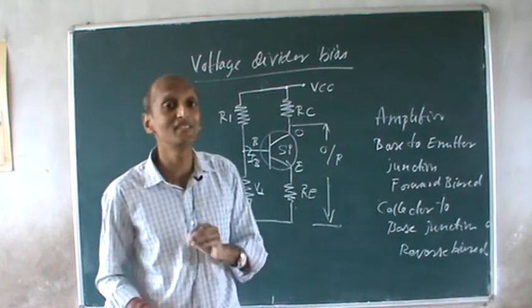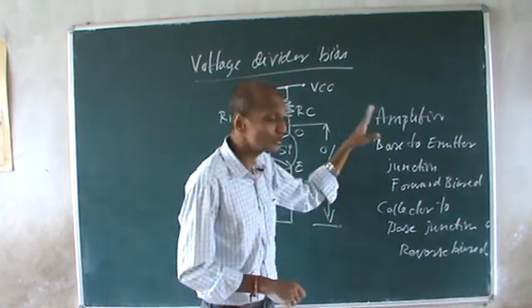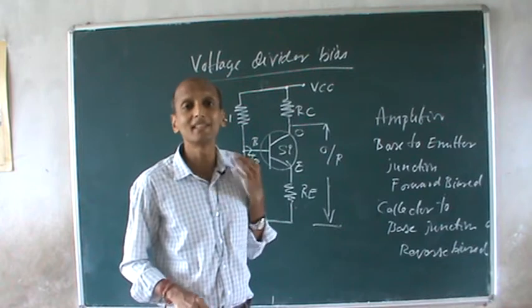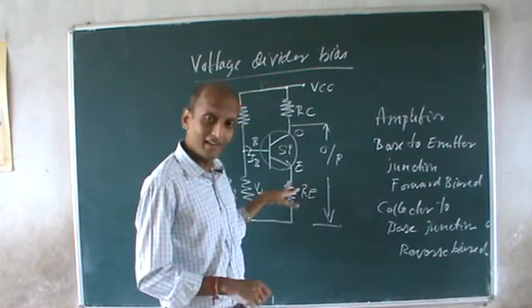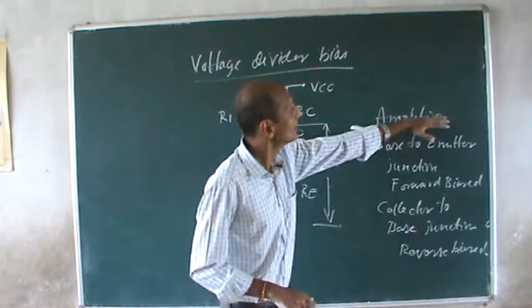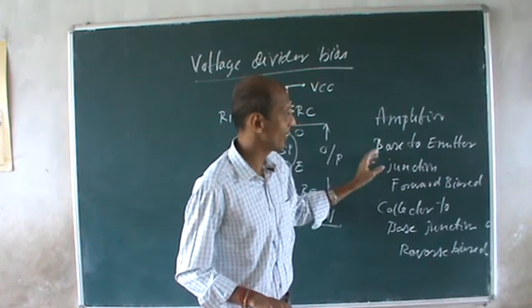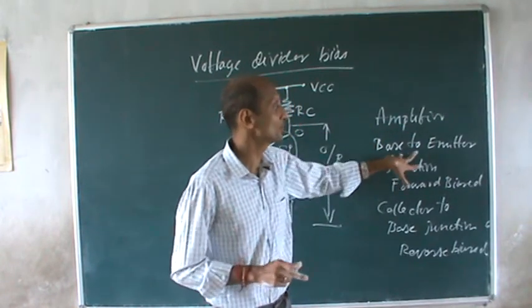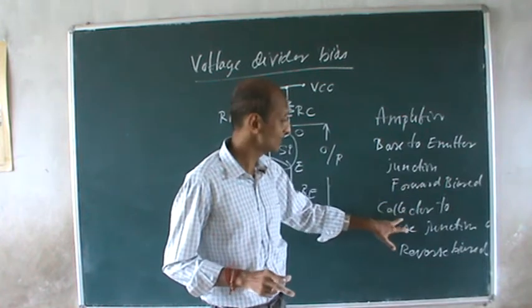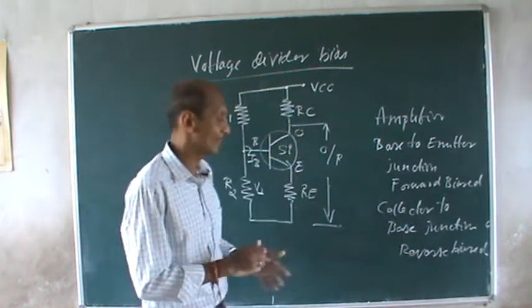So the common emitter configuration is used the most, because we get current, voltage and power gain in this configuration. Okay, so these are your amplifiers. For this amplifier application, the base to emitter junction should be forward biased, and the collector to base junction should be reverse biased.